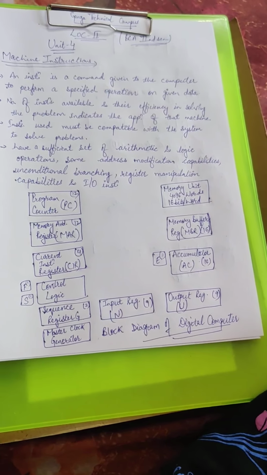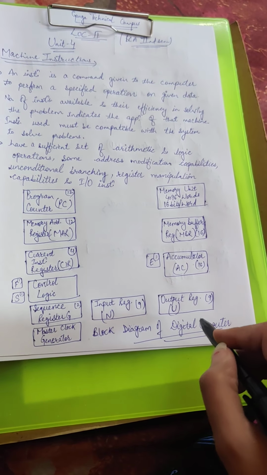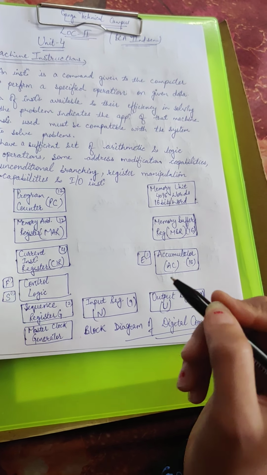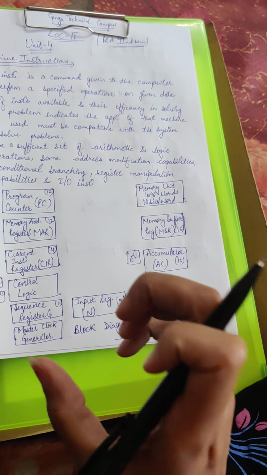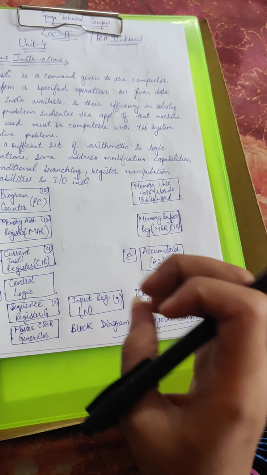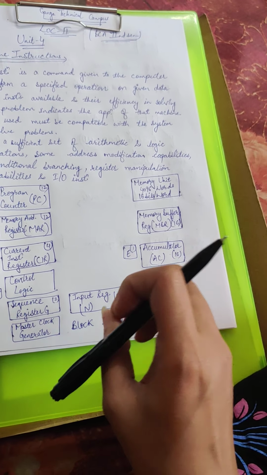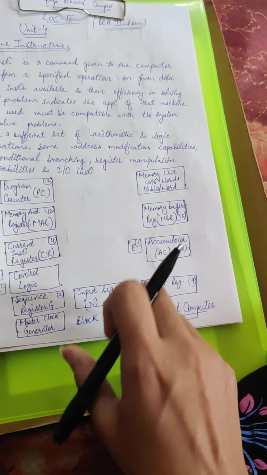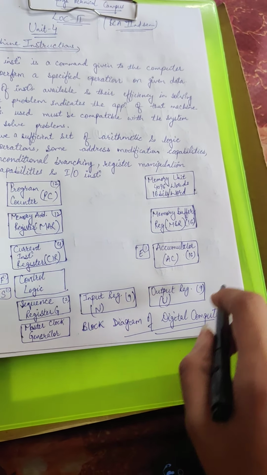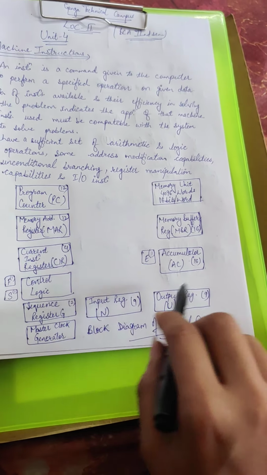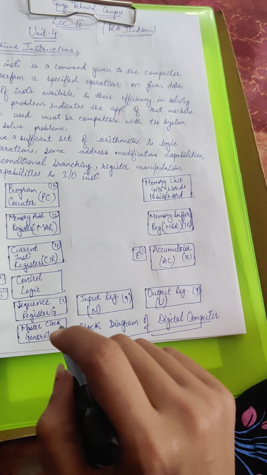So this is a basic block diagram of our digital computer. Computer is an electronic device which is used to perform different operations on the data given to it and gives the output or result. In this there are different terms which we are using now.